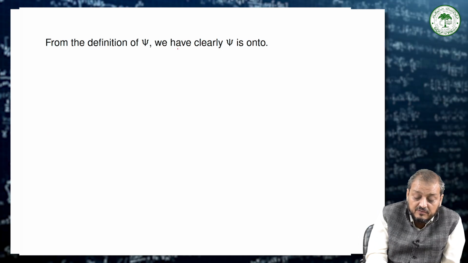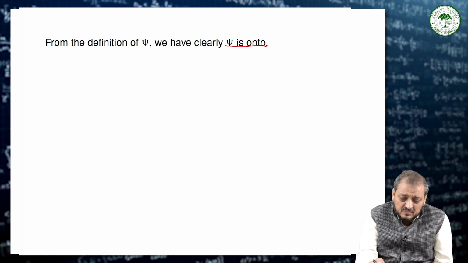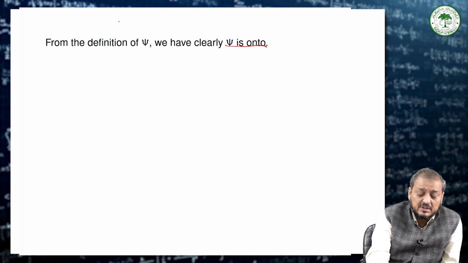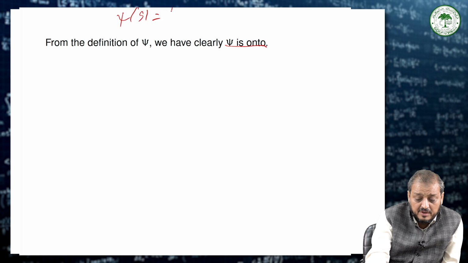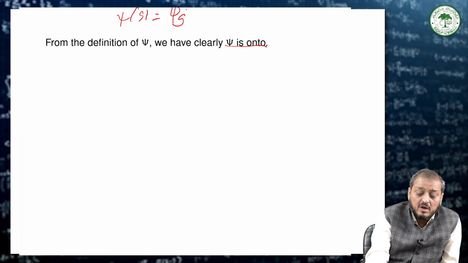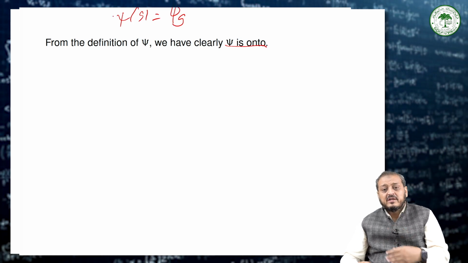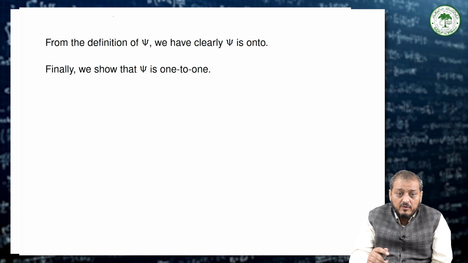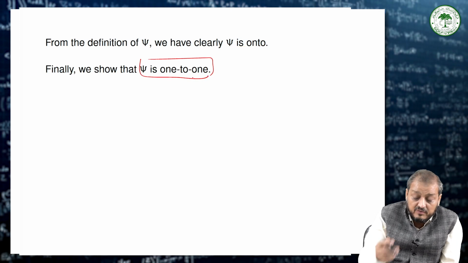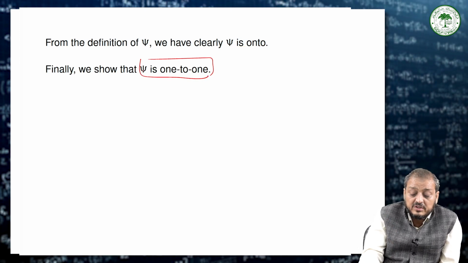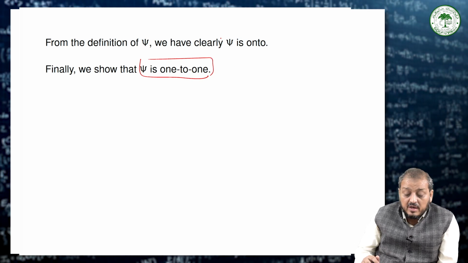Now we have to show that psi is clearly onto from the definition, because psi of g is equal to phi of g, and phi of g is onto, so every image is covered. By the definition, psi is onto. Now we have to show finally that psi is one-one. One-one means we take psi of g1 equal to psi of g2, and then we have to show that g1 is equal to g2.